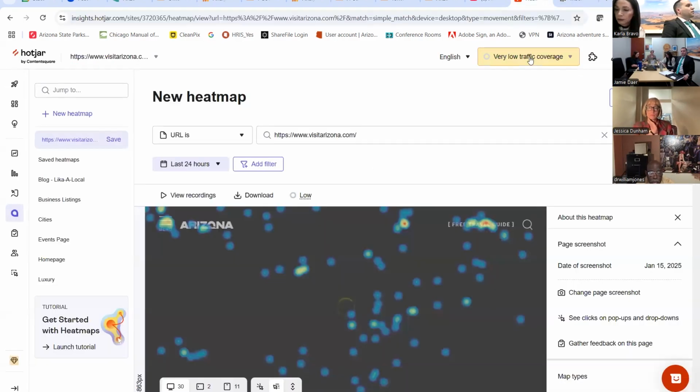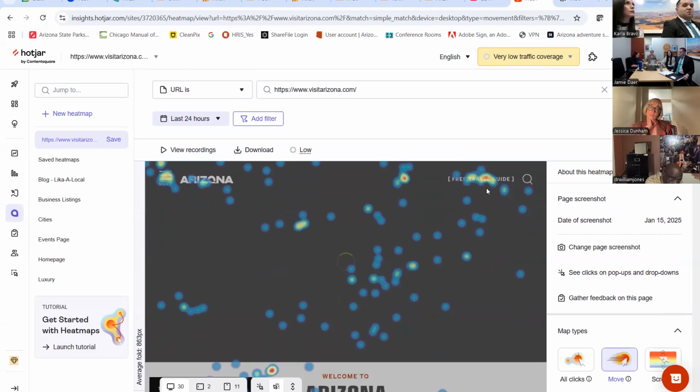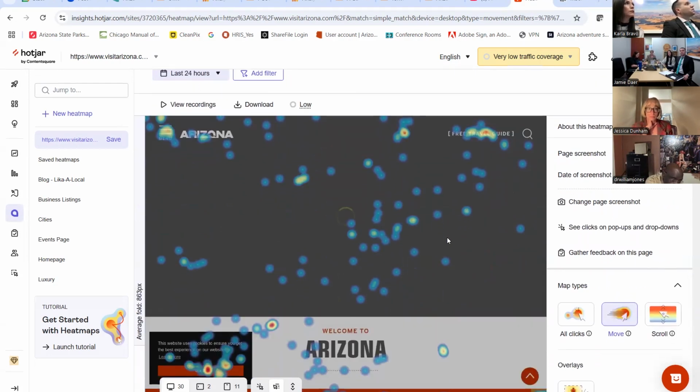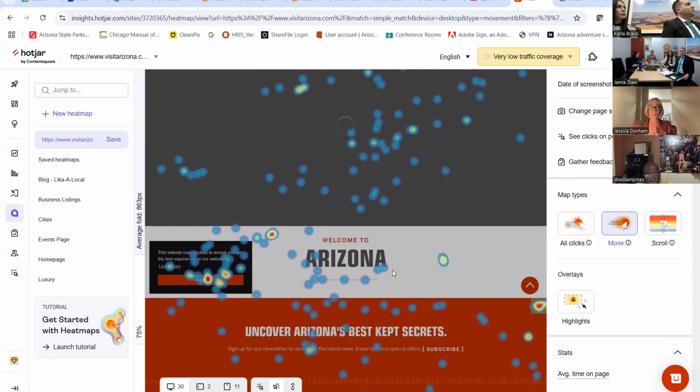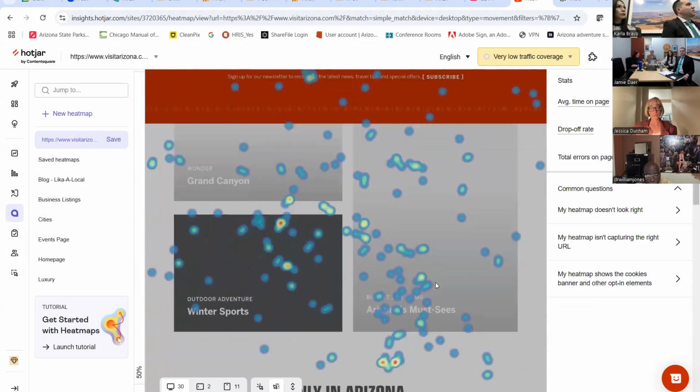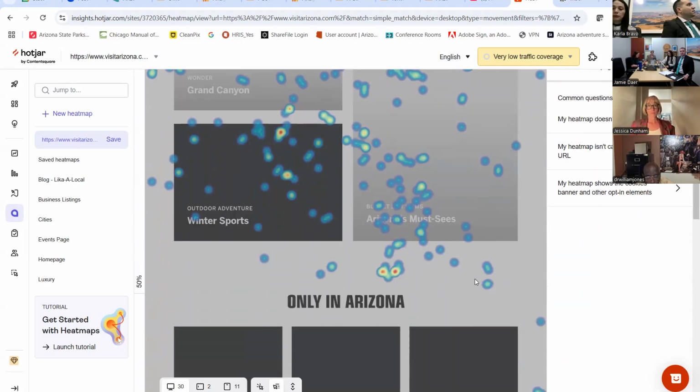So I pulled up our homepage. Now, all those things that you see are clicks and interactions. It's not going to work for me right now, but if you were to hover over that with your cursor, it's going to tell you how many people clicked on the Arizona, which will take you to our navigation. It's going to show you what they're doing. They're very interested in the must-sees. We got winter sports going on.